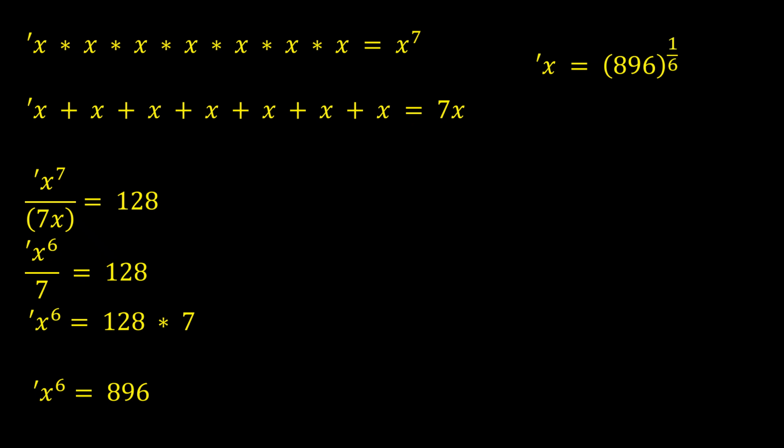To solve for x, take the sixth root of both sides. This gives us x equals 896 to the power of 1/6. Using a calculator, we find that x is approximately equal to 3.10. Therefore, x is approximately equal to 3.10.